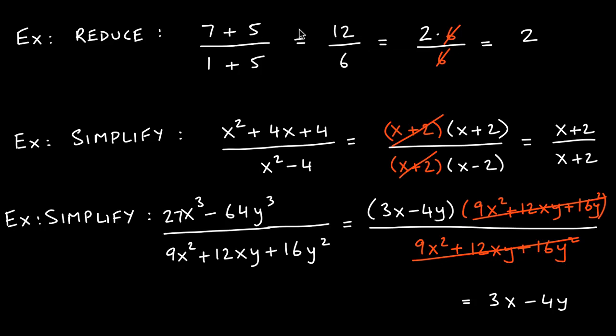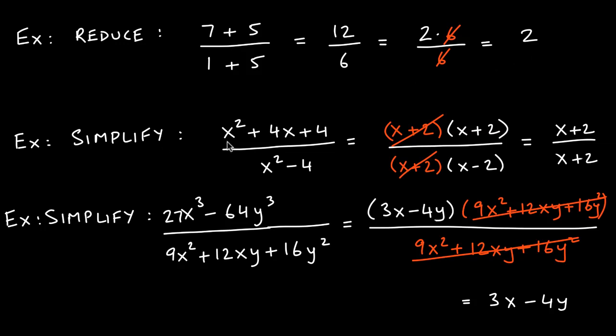Oh, I had the answer right here. So you can add these two terms to get 12. 1 plus 5 gives you 6. You can factor the 12 into 2 times 6. And because this is a product up on top and on the bottom I just have one term, I can cancel the two sixes out, leaving behind a 2.